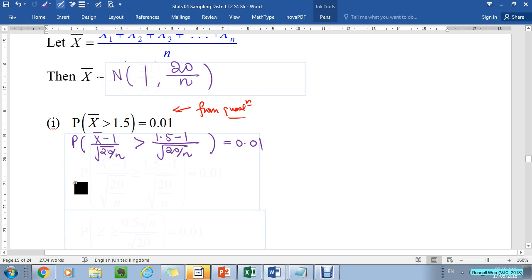Which is probability z greater than 0.5. I bring the root n up over root 20. Oh, sorry, I write my 20 properly. Equals to 0.01.